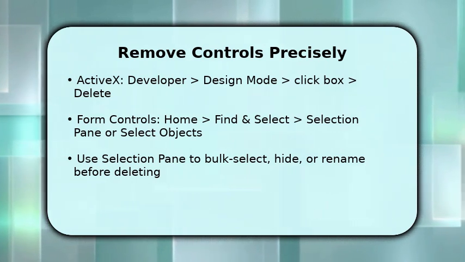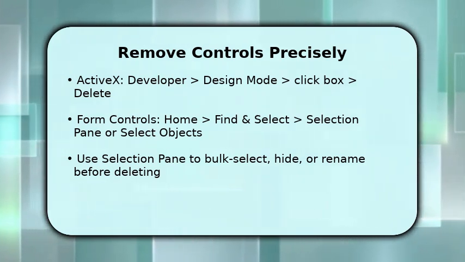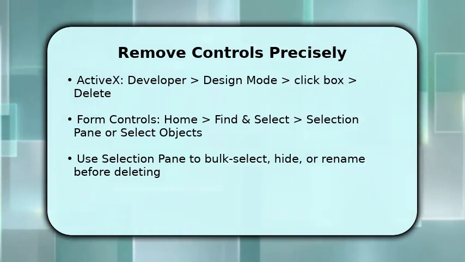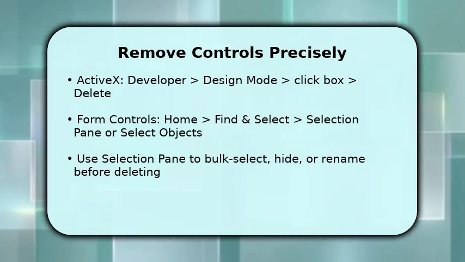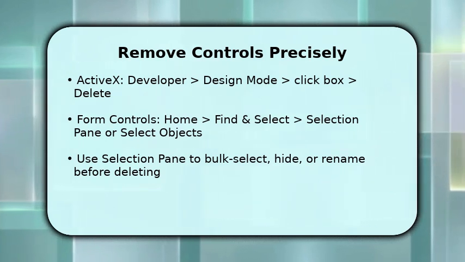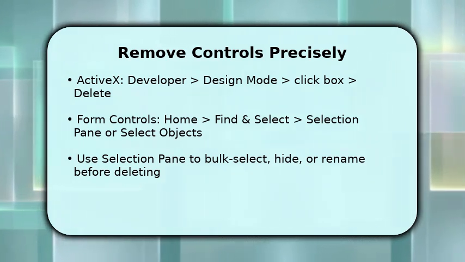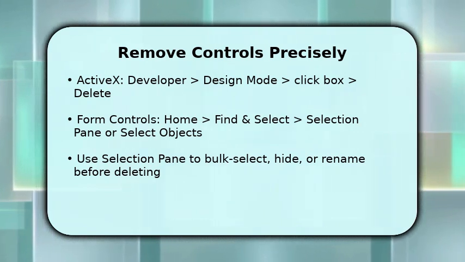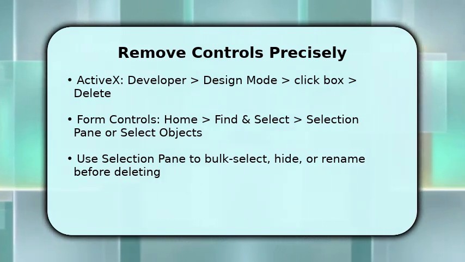For form controls, use Home, Find and Select, Selection pane or Select Objects, drag a selection box around controls and delete in one action. Once done, check nearby cells for linked formulas or cell links, and clear those links so you don't leave behind #REF! or unexpected values.